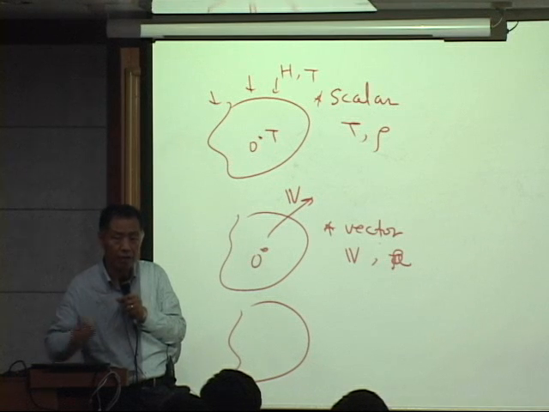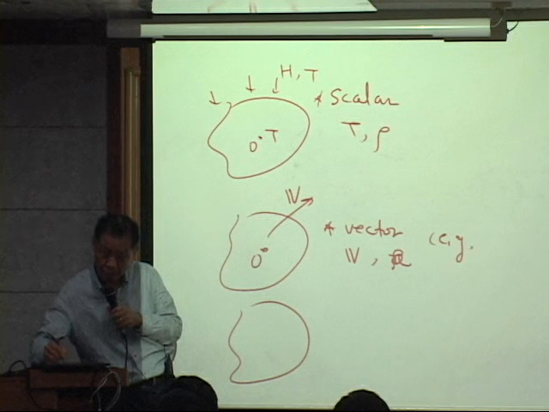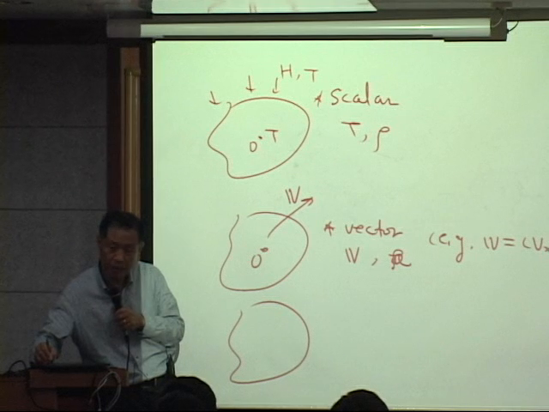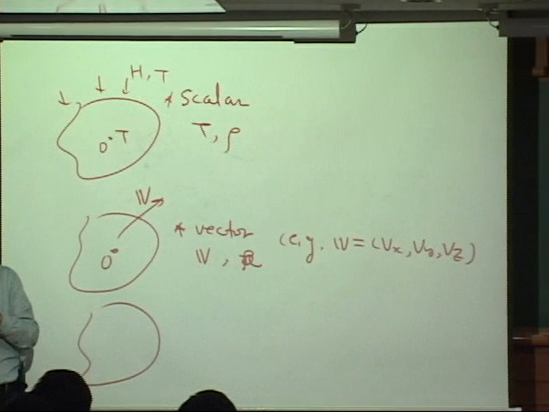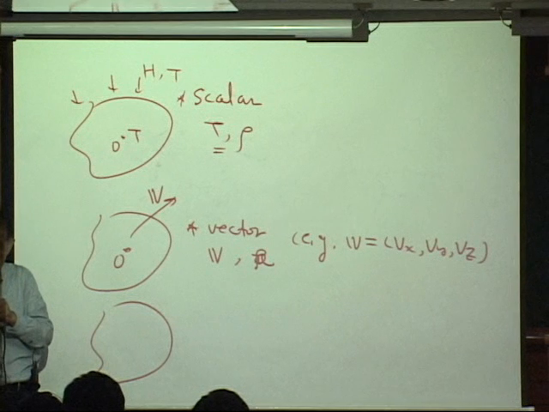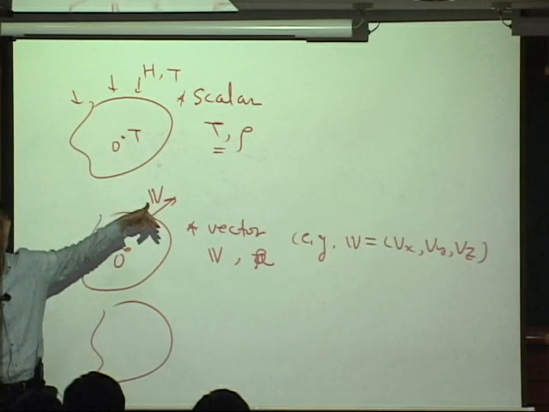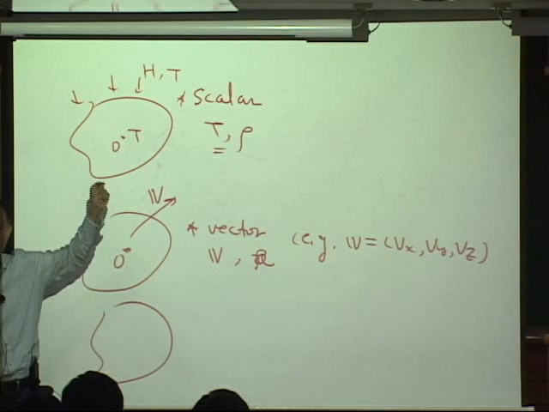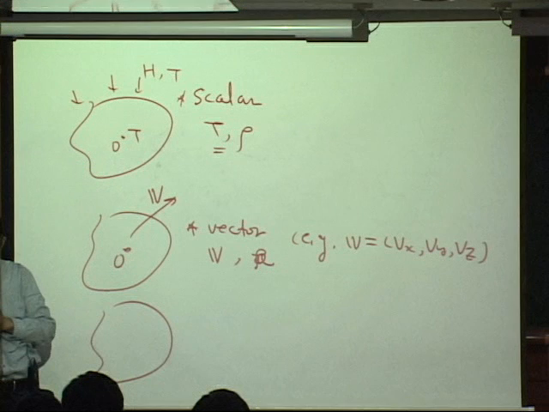So a vector has 3 components. For instance, v, we should have vx, vy, and vz. 3 components. Again, for a scalar, we just need 1 value. And for a vector, we need 3 components. Again, pay attention to where we define this physical quantity. We define this physical quantity at a point O.